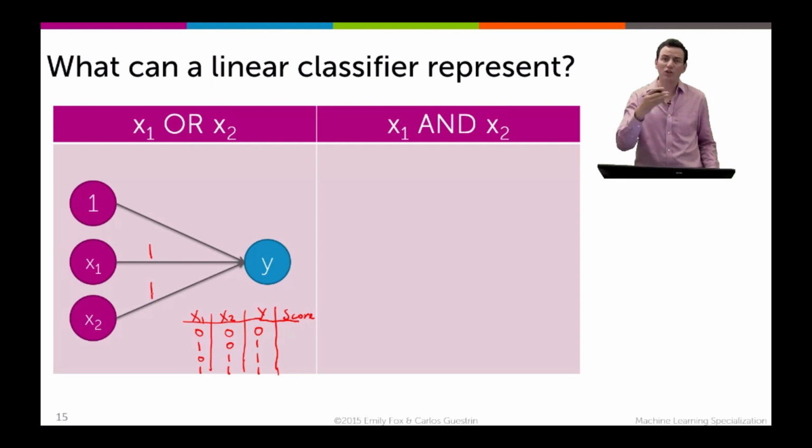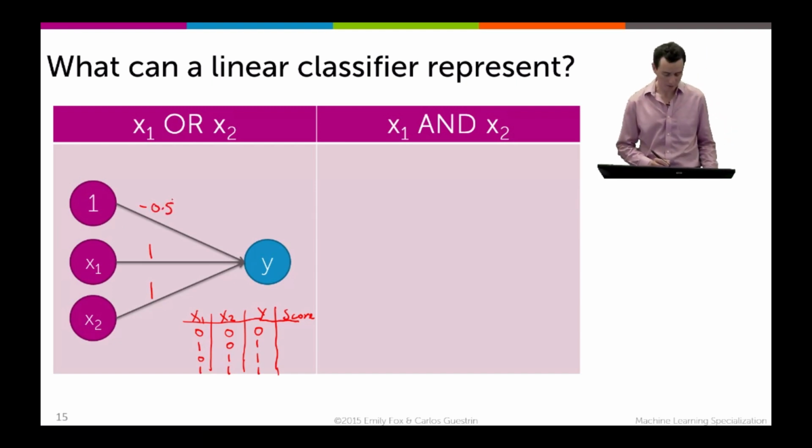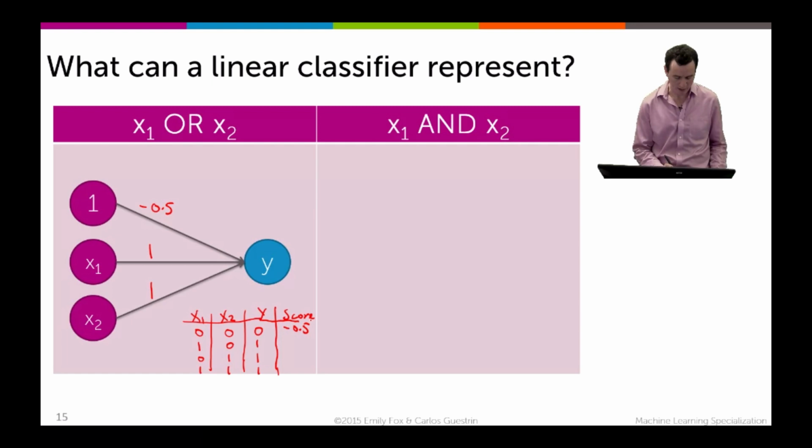So we want to add a little bit of separation, so we might put a negative value on the first edge, let's say minus 0.5. And so let's see what happens to the score. When x1 is 0 and x2 is 0, then the score becomes minus 0.5, and yay, I have something less than 0, and my score is correct, my output is correct.